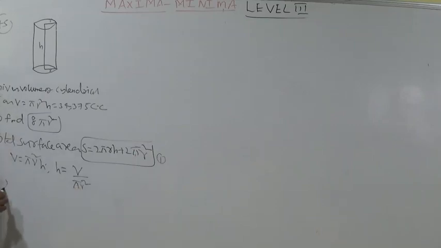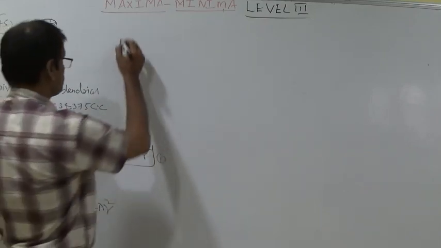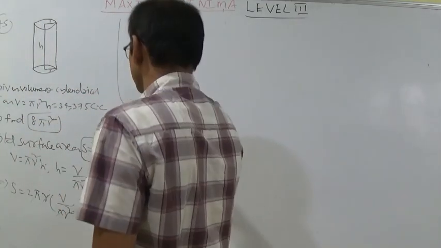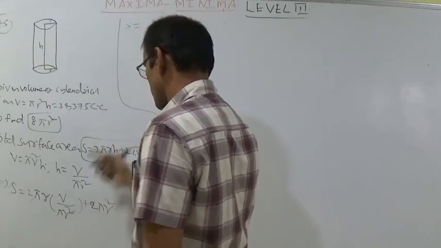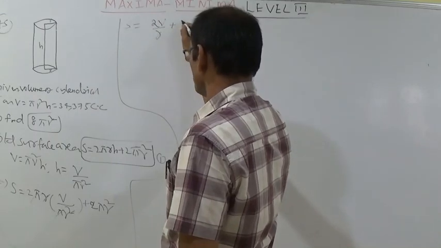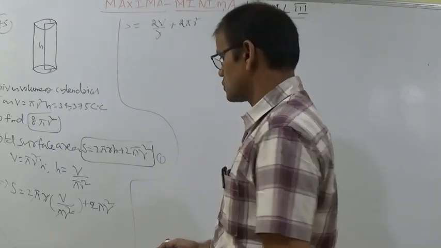So substitute h here. In the surface area, V is a constant, so I am writing S in terms of r: 2 pi r into V by pi r square plus 2 pi r square. Here pi gets cancelled, r gets cancelled. S is equal to 2V by r plus 2 pi r square.